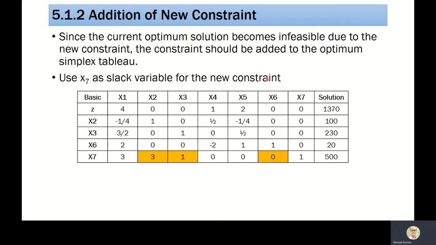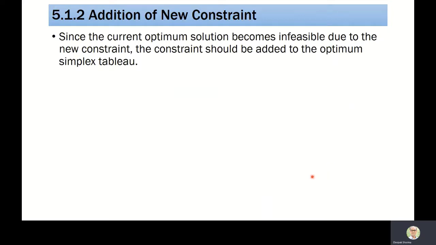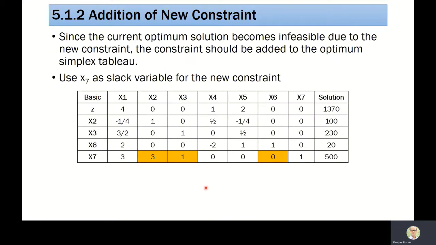Once we have added the slack variable, we have to include it. Here the x7 variable is included at the last, after x6, and the constraint coefficients are written in the last row. These are written as 3, 3, 1, 0 coefficient for x4, 0 coefficient for x5, 0 coefficient for x6, 1 coefficient for x7, and the right hand side is 500. If I go back, you can see 3, 3, 1. These are the coefficients for x1, x2, and x3.